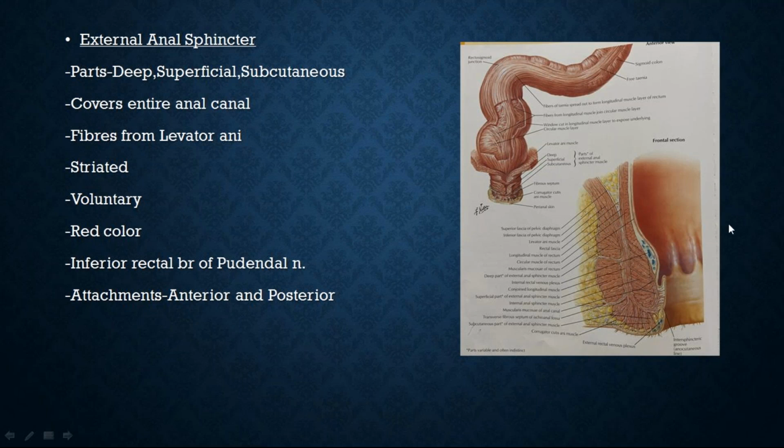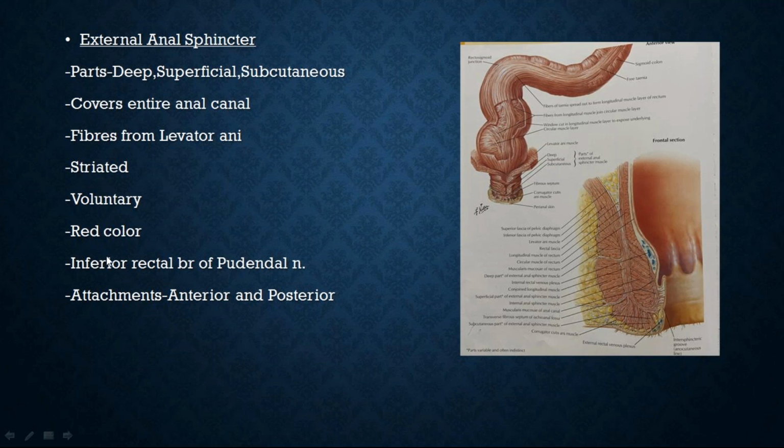Okay, next, it covers the entire anal canal. It is a striated muscle and it is under our voluntary control. It is voluntary control because it is responsible for controlling our toilet action. Whenever you are in a public place and you feel like defecating, you are able to control the defecation process. This is due to the external anal sphincter. So the external anal sphincter is also a very important component of the continence mechanism, and this is supplied by the inferior rectal branch of the pudendal nerve, and it is red in color.